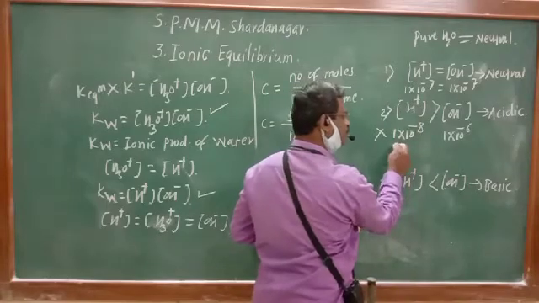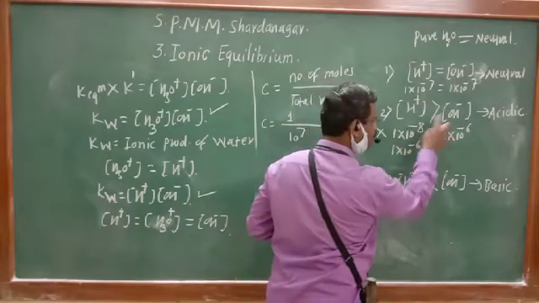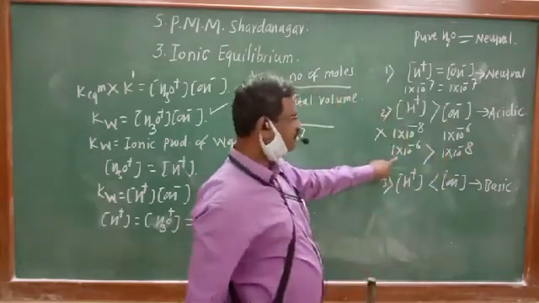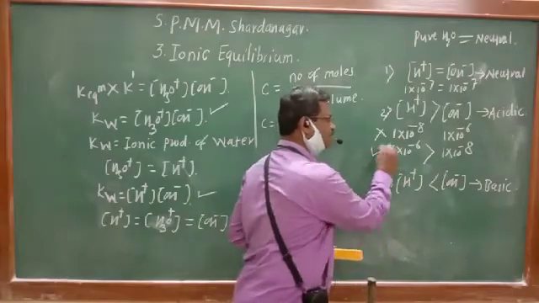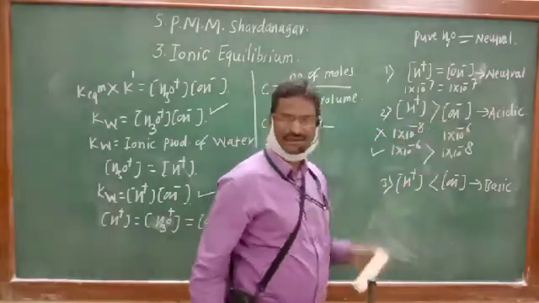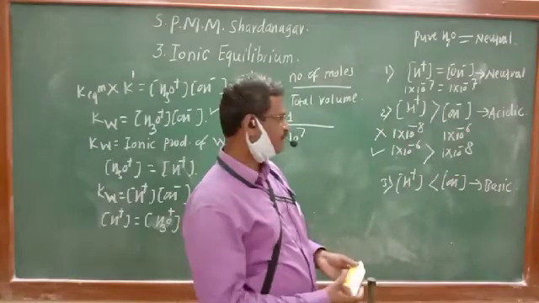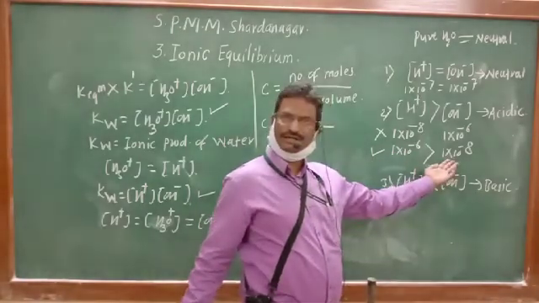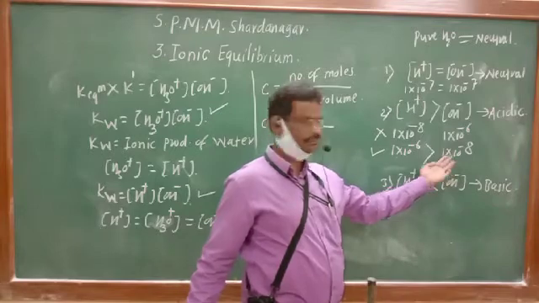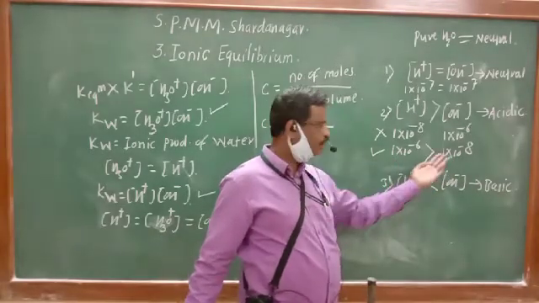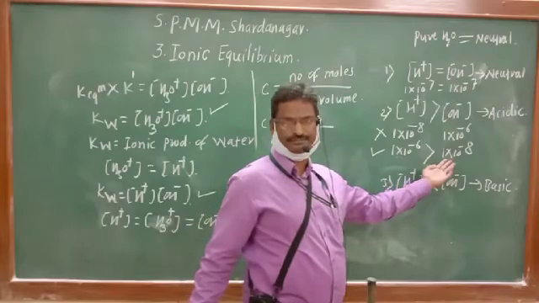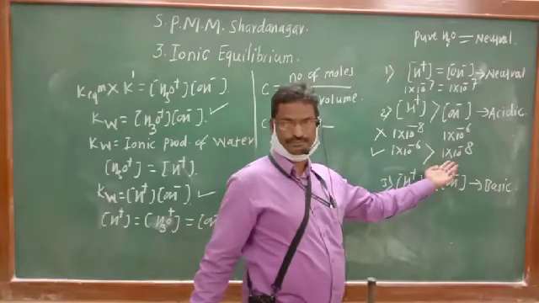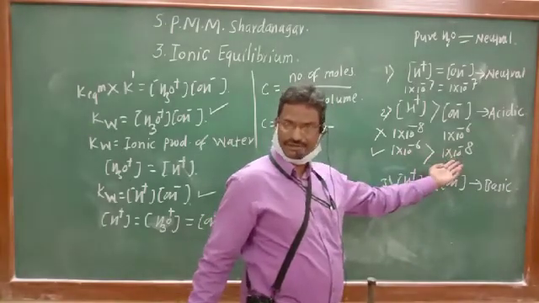In fact, if OH minus is 1 into 10 raised to minus 6, and H plus is 1 into 10 raised to minus 8, now here H plus is greater than OH minus ion concentration, and this solution is known as an acidic solution. We may take 1 into 10 raised to minus 5, this will be 1 into 10 raised to minus 9. 1 into 10 raised to minus 4, 1 into 10 raised to minus 10. 10 raised to minus 2, 10 raised to minus 12. 10 raised to minus 1, 10 raised to minus 13.